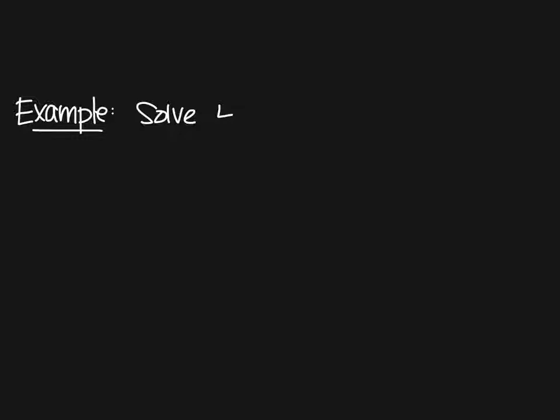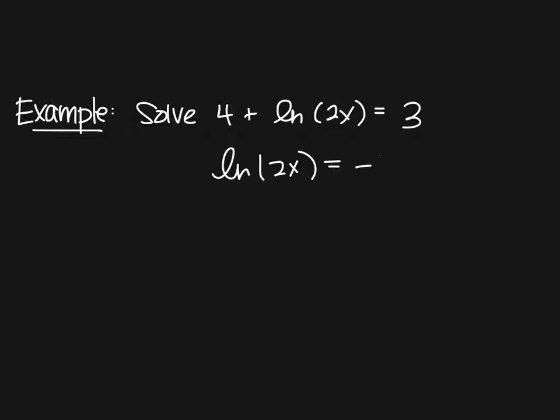Let's try this one: 4 plus the natural log of 2x equals 3. Just make sure you're doing legal things to both sides. Okay, Kat, what would you do first? I'd subtract the 4, so we're going to subtract the 4 from both sides. That'll give me a negative 1.